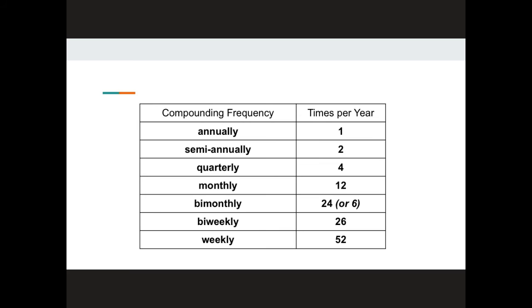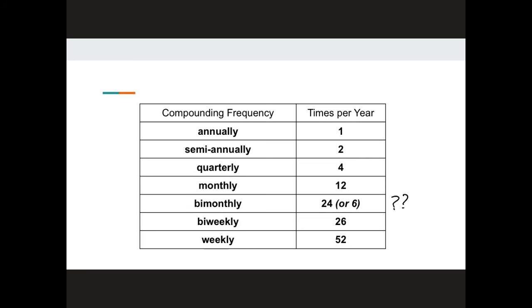This bi-monthly one, unfortunately, is a little odd. Sometimes it means 24 because bi-monthly would imply 2 times per month. Sometimes, more rarely, it means 6, which is every 2 months. So that can mean either one of those figures. If it's given to you in a question, it will be specified which one it is. Bi-weekly is once every 2 weeks, and weekly is once per week.